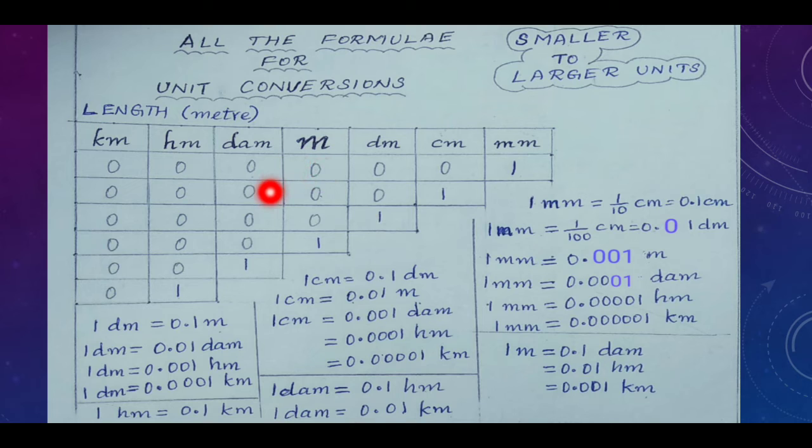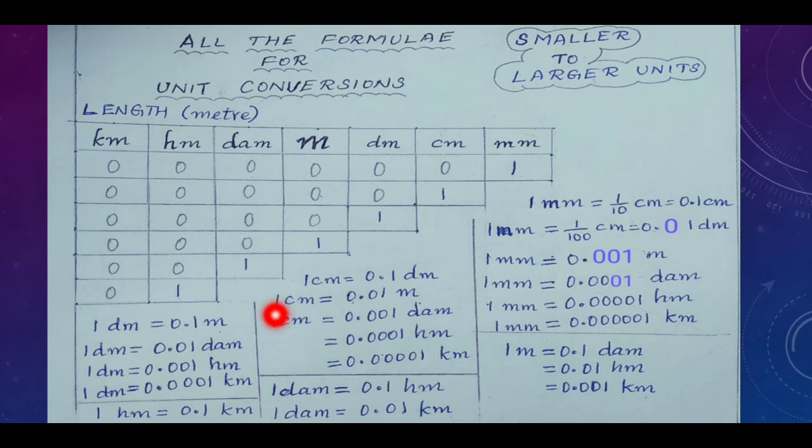Then decameter. 1 centimeter is equal to how many decameters? See, 0.001 decameter. In the same way, we can do all the conversions from smaller units to larger units.